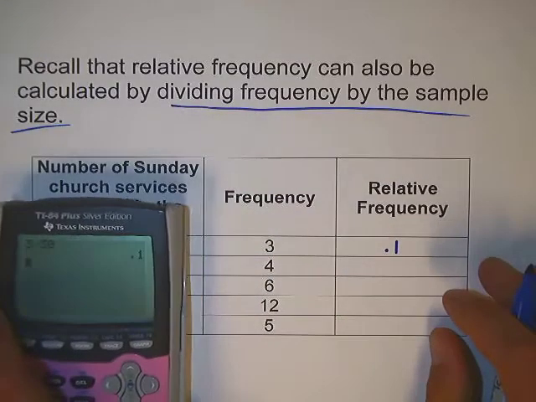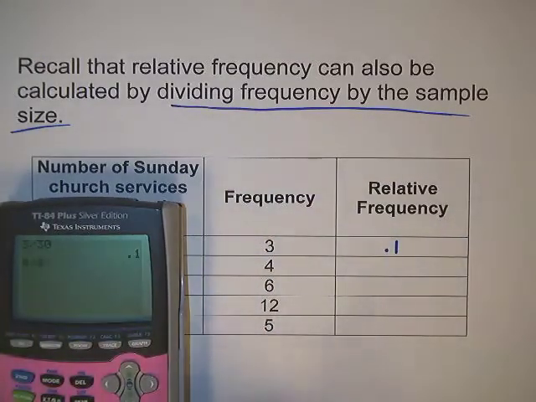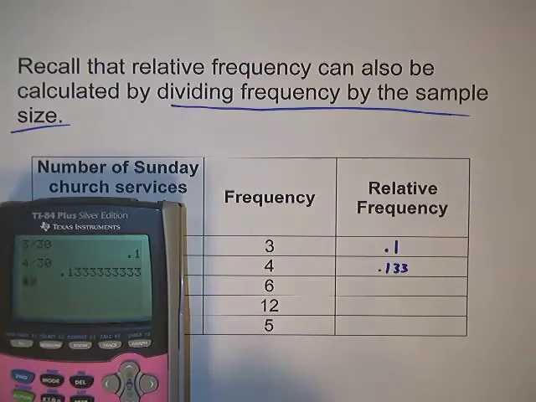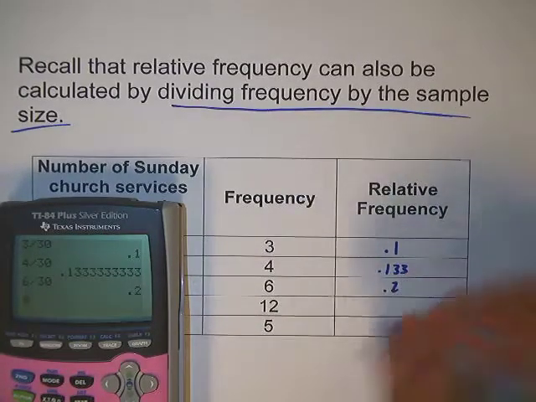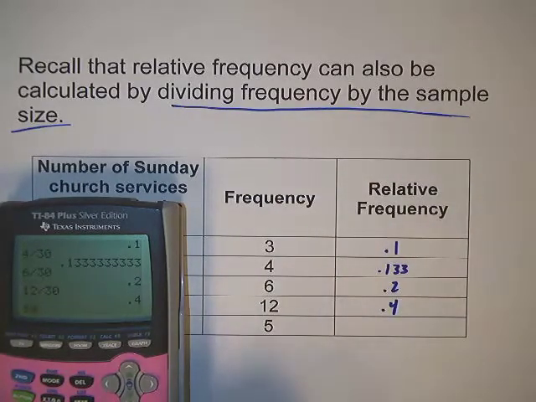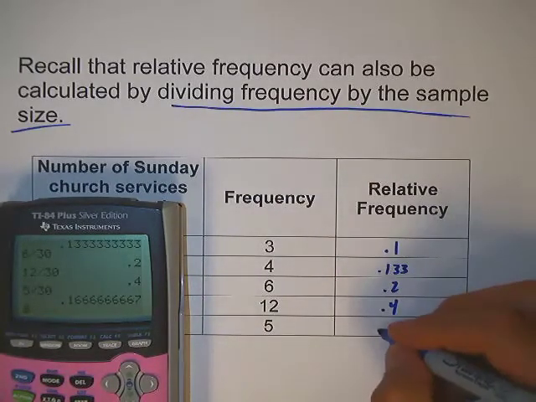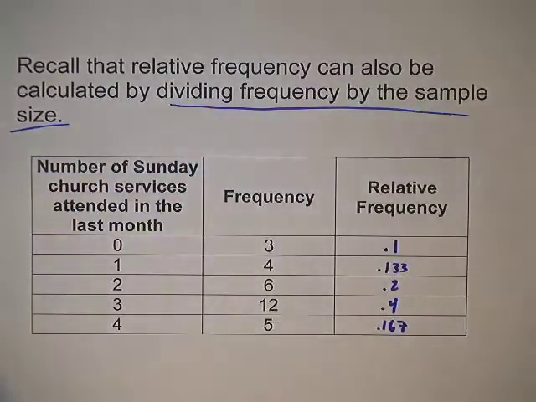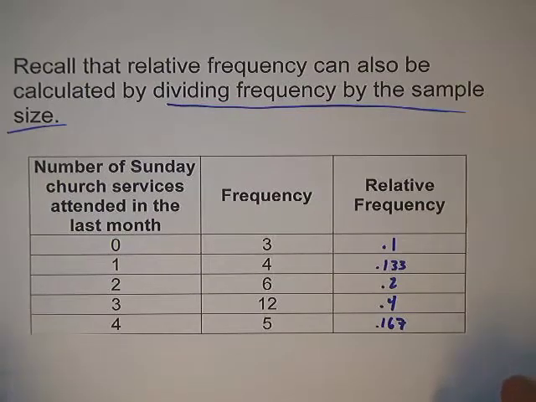Now we can continue to calculate relative frequency. We do 4 divided by 30, so that'd be 0.133. If we round to the nearest thousandth, the rest would give me 0.2, 0.4, and 0.167. So this would give me all of the relative frequencies.